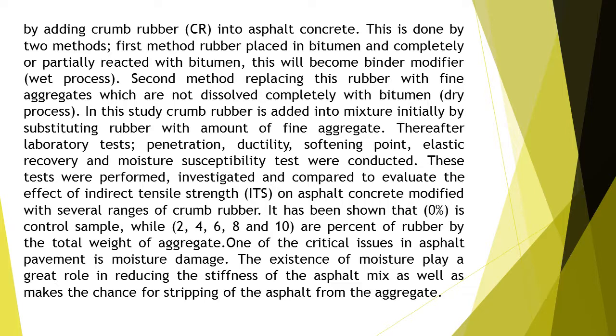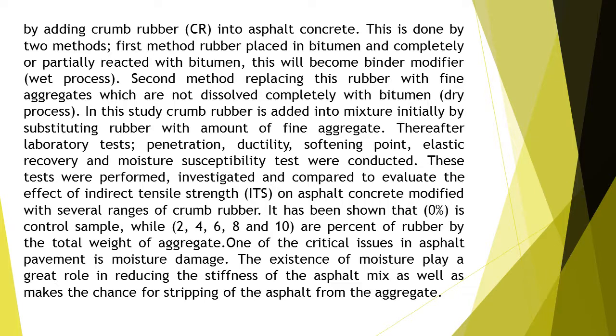In this study, crumb rubber is added into the mixture initially by substituting rubber for an amount of fine aggregate. Thereafter laboratory tests, penetration, ductility, softening point, elastic recovery and moisture susceptibility tests were conducted. These tests were performed, investigated and compared to evaluate the effect of indirect tensile strength, ITS, on asphalt concrete modified with several ranges of crumb rubber. It has been shown that 0% is the control sample, while 2, 4, 6, 8 and 10 are percent of rubber by the total weight of aggregate.